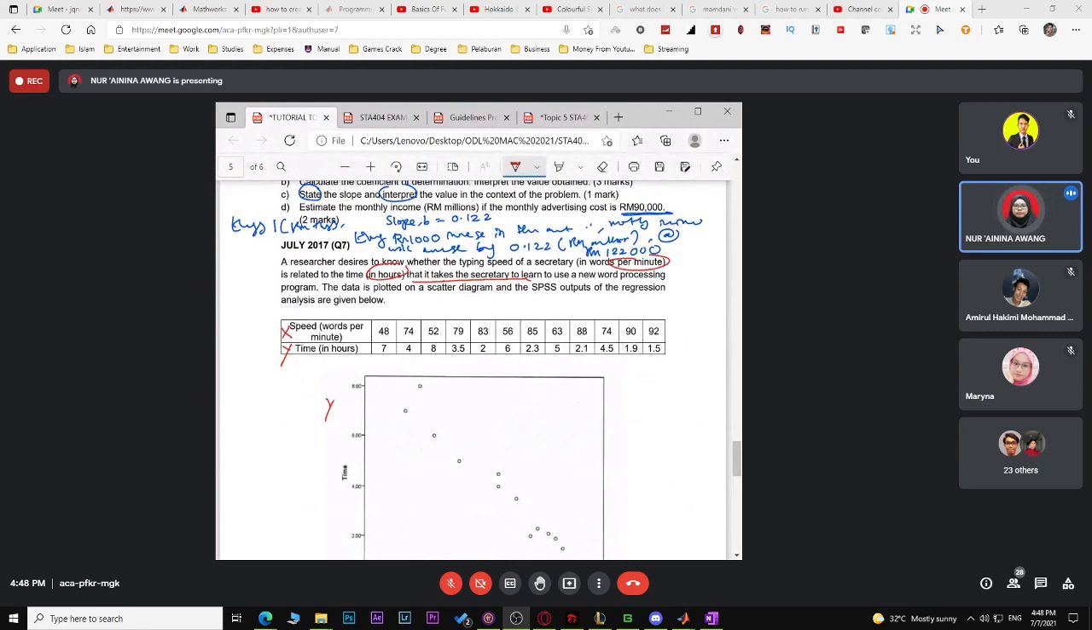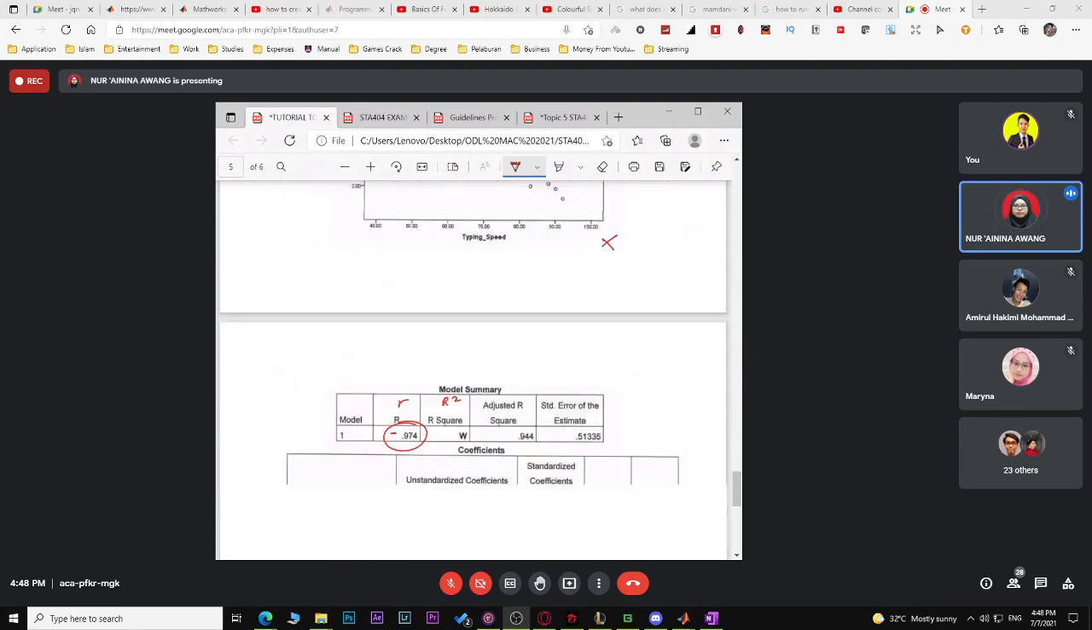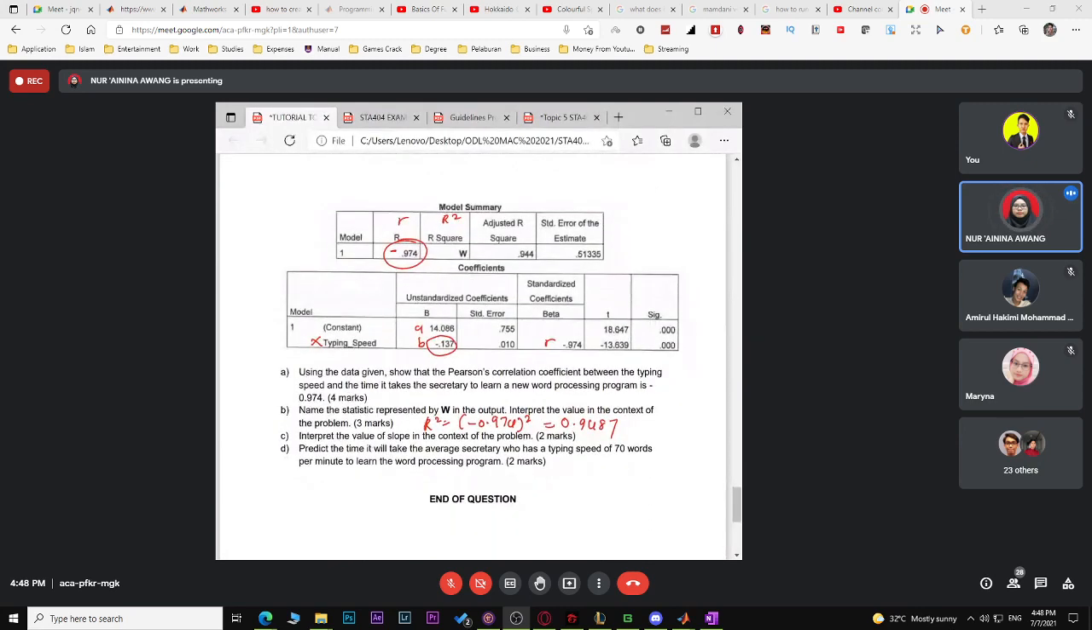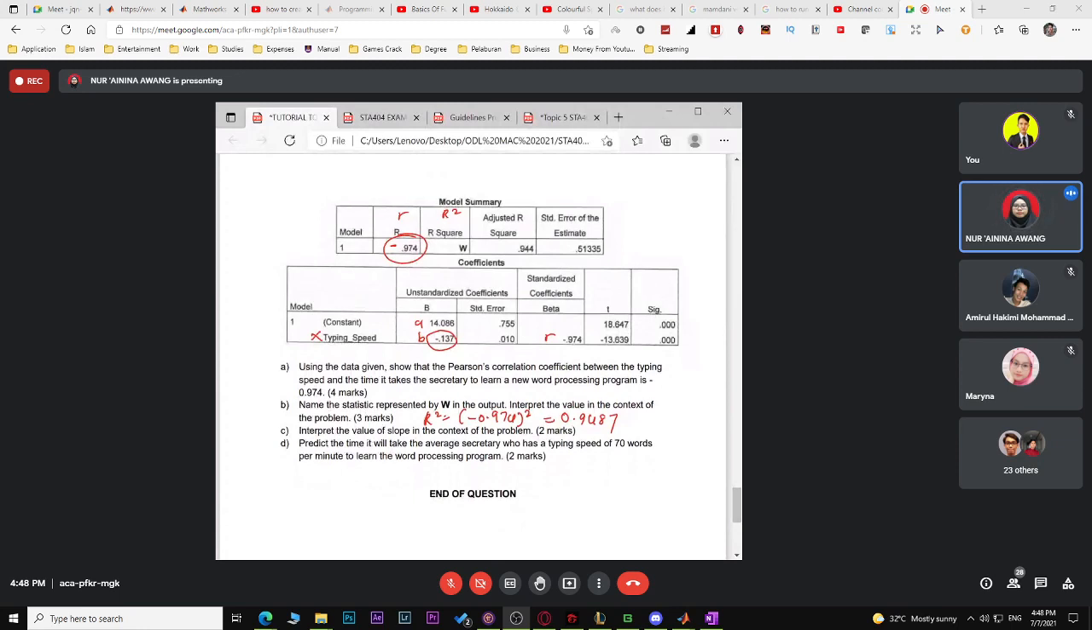And the last one, predict the time it will take if the average secretary who has typing speed of 70 words per minute to learn the word processing program. So just substitute. So this is your A, this is your B. Okay, just masukkan je lah. Nanti akan dapat, this is the answer, 4.496 hours. Okay, so this is for tutorial question for topic 5.